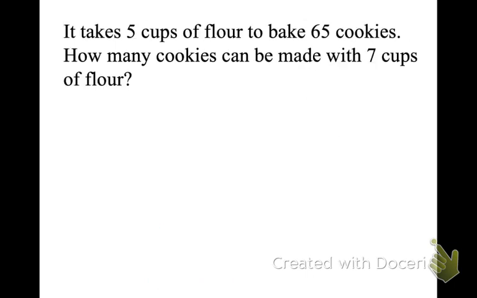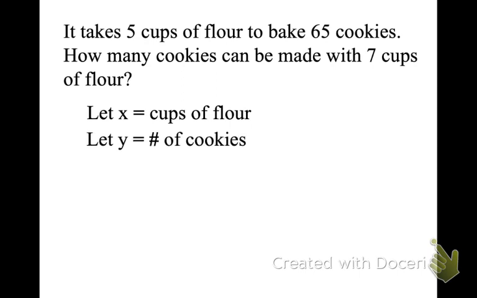So when we get something like this: it takes 5 cups of flour to bake 65 cookies. How many cookies can be made with 7 cups? We can say that x stands for our cups and y stands for our cookies. The number of cookies depends on the independent flour, right? So I can make this in the form of y equals kx. So I can do y equals, we can say there's 65 cookies for 5 cups.